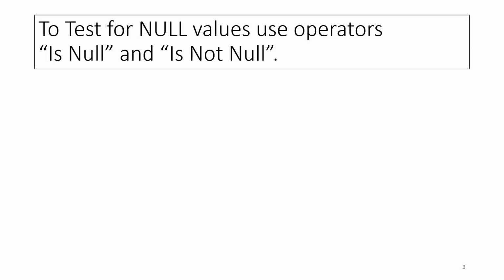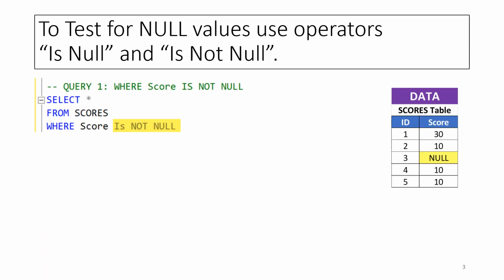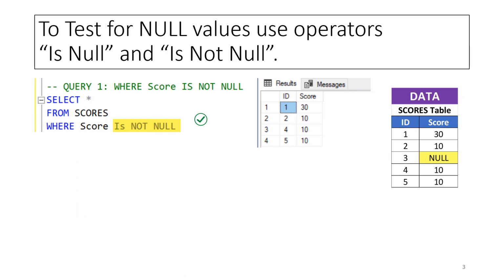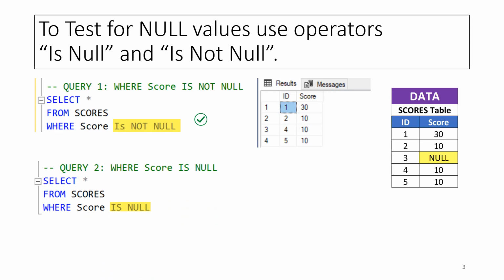To test for null values, use operators IS NULL and IS NOT NULL. In this query, we're looking for rows where score is not null. So we get these 4 rows with IDs 1, 2, 4, and 5, excluding row 3, which is null. And the second query produces that third row with the value null, because here we're looking for where score is null.